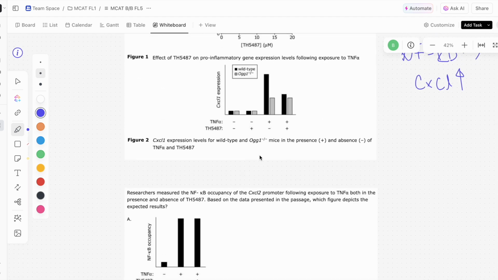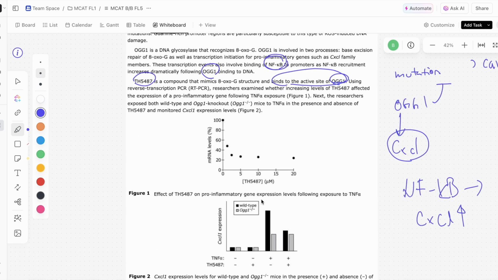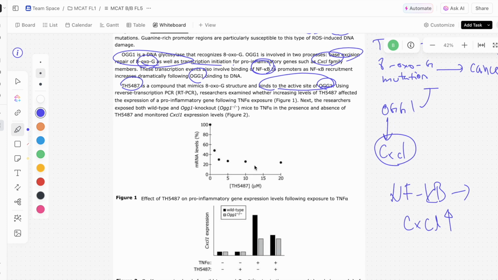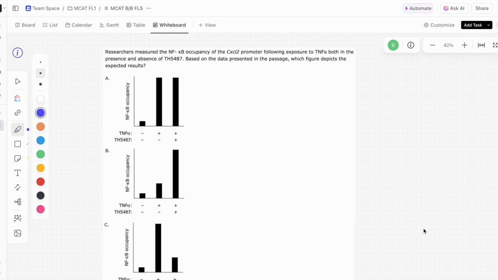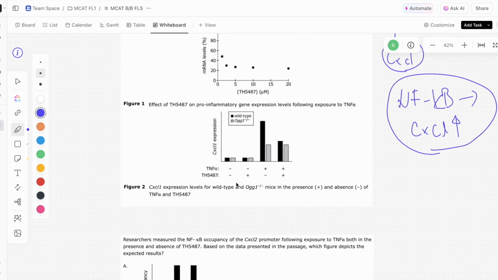Now let's take a look at the relationship between NF-kappa B and CXCL2. Remember, the transcription initiation of these pro-inflammatory genes, such as the CXCL family members, includes the binding of NF-kappa B to the promoters, okay? So what that means for us is that when NF-kappa B increases, it leads to CXCL expression increasing. So what does that mean for us here? Well, actually, let's take a look at figure 2 first.